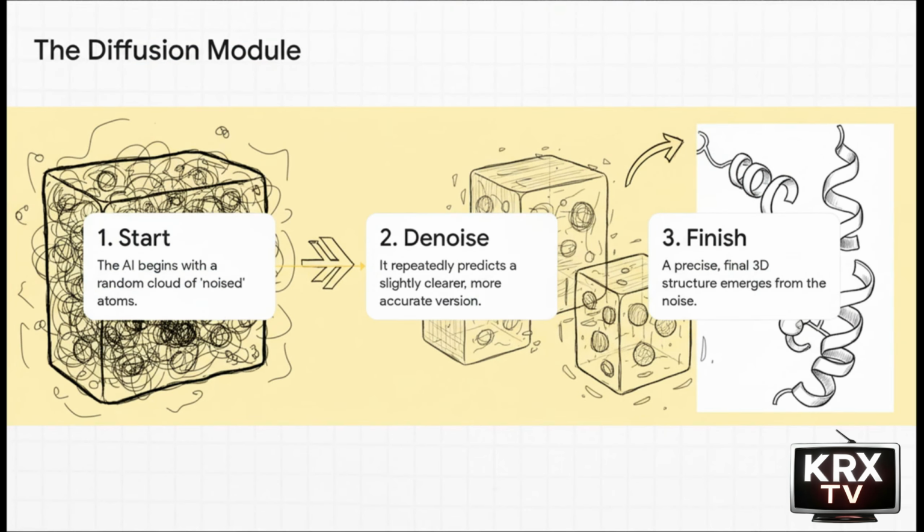So, how on earth does that diffusion thing work? Well, the best way to think about it is like a sculptor, but working in reverse. The AI starts with just a random cloud of atoms, total noise, a blurry mess. Then, step by step, it denoises this cloud, refining the positions, making it a little clearer, a little more accurate. It just keeps doing this over and over until a precise, final 3D structure literally emerges from the noise. It's this incredible generative process, going from total chaos to perfect clarity.